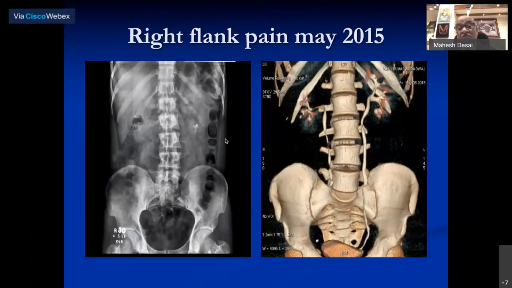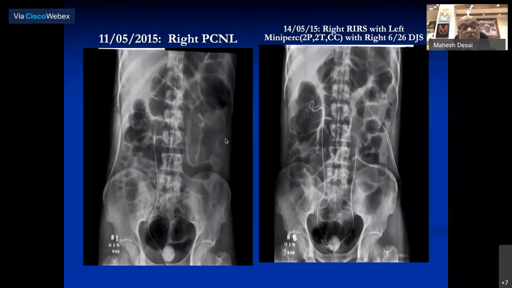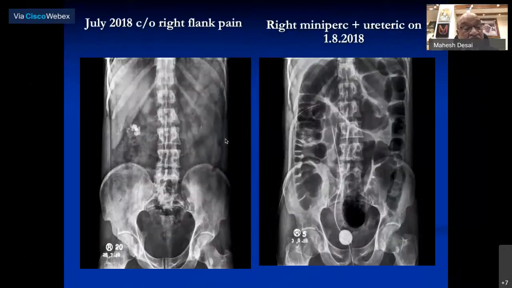Again, in 2015, he came back with a stone. And again, we had to do the right PCNL, and the right RIRS and a mini perc to clear the stone. And here again in 2018, he's back again with a stone.